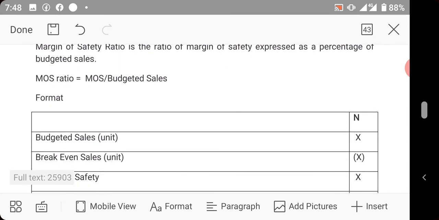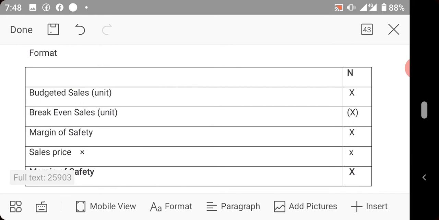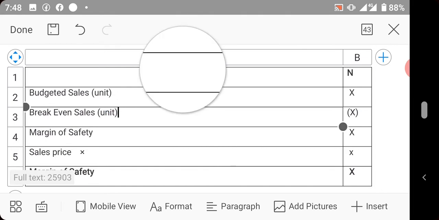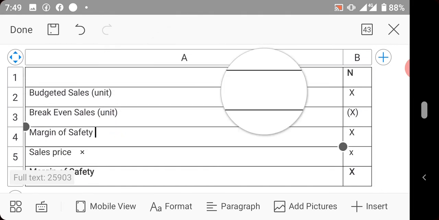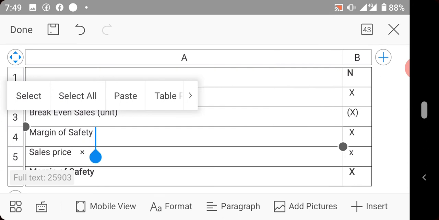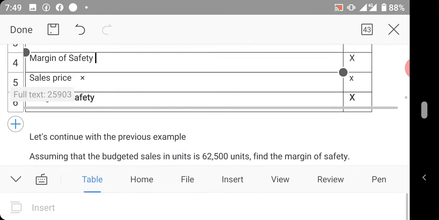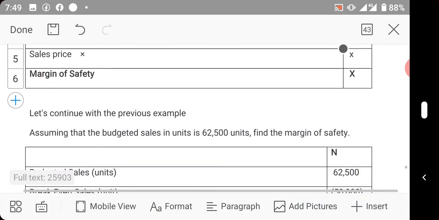Now we move on to margin of safety ratio. So we have budgeted sales in units. That's the formula. Budgeted sales minus break-even point sales will give you margin of safety. So assuming you budgeted 50,000 units and you sold 30,000 units, your margin of safety is 20,000 units, which is 50,000 minus 30,000. It's very simple. So have this formula at the back of your heart and you will enjoy it very well. Now we'll move on to take a question.